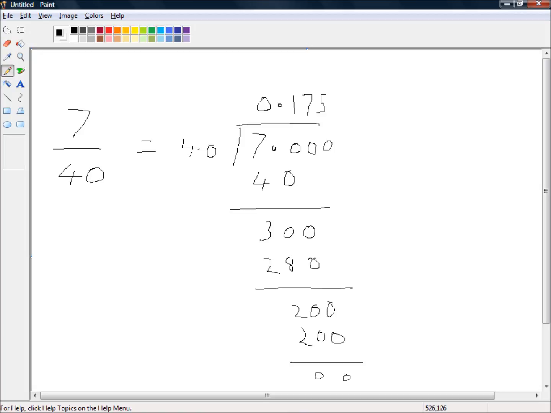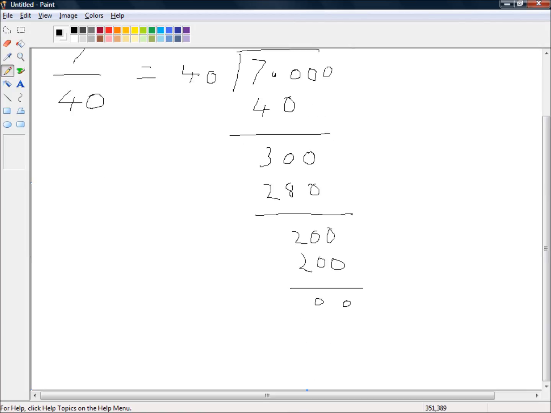So our answer is 0.175. And 0.175 times 100 is equal to, we take the decimal point, move it 2 places to the right, which is equal to 17.5. So 7 over 40 is equal to 17.5%.